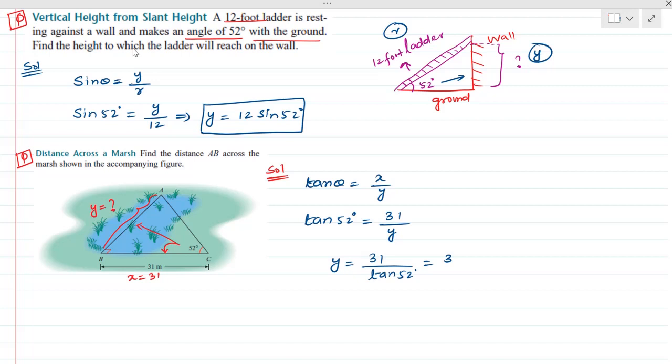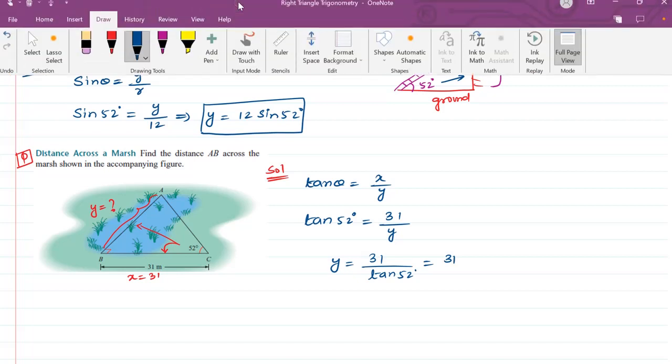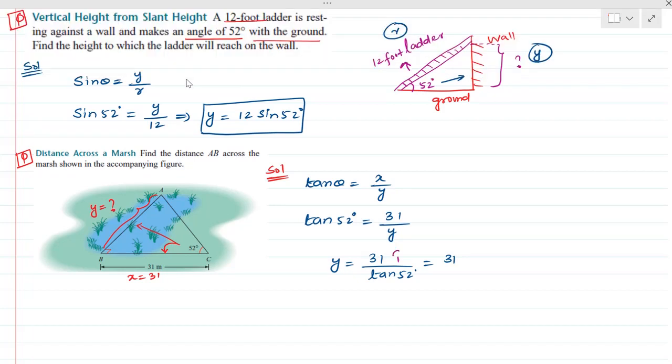Or we can write it as 1 over tan, and 1 over tan is nothing but cotan. So I write it here as cotan 52 degrees. This is also right. Thank you.